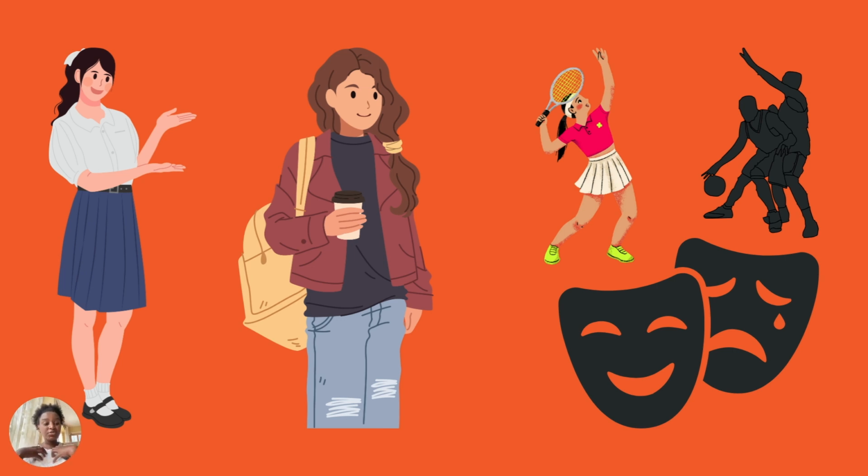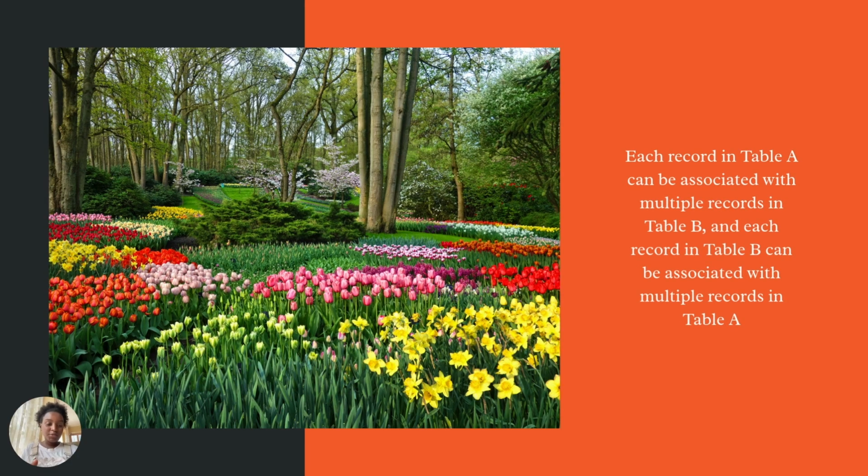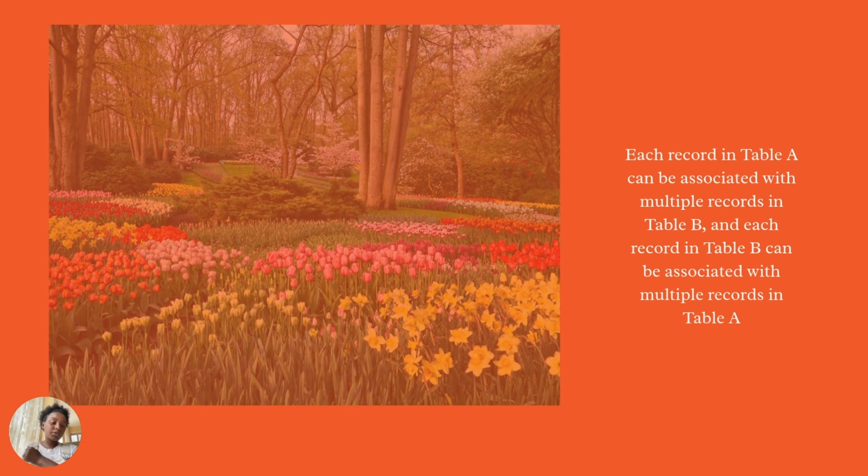So in this case, a student can be assigned many activities. This is a perfect example of a many to many relationship. The student has many activities, the activity has many students. Each record in table A can be associated with multiple records in table B, and each record in table B can be associated with multiple records in table A.